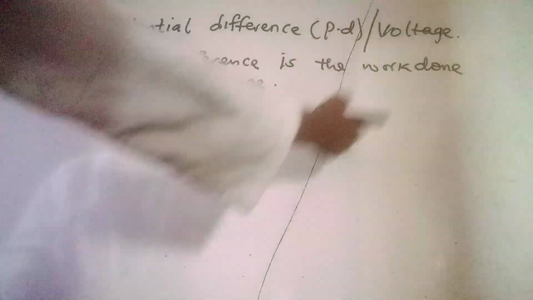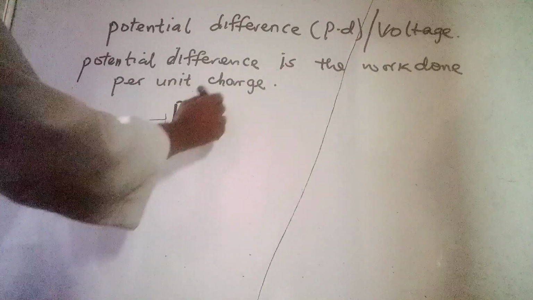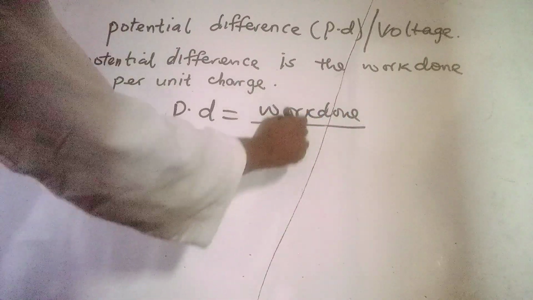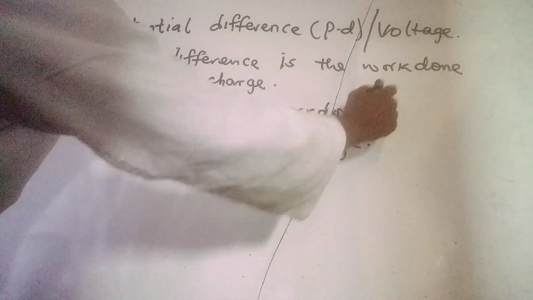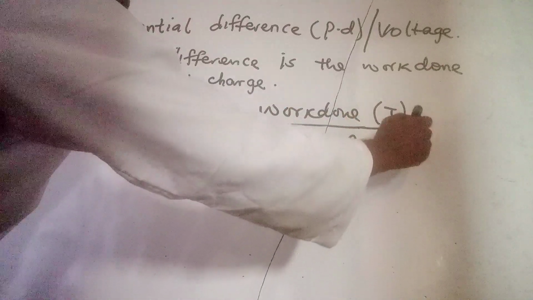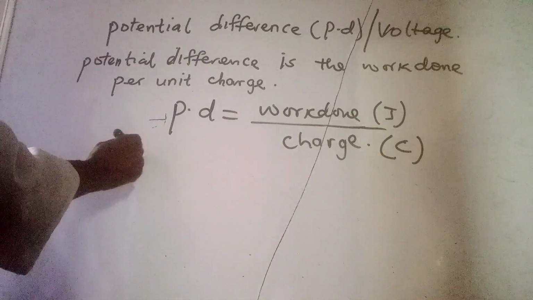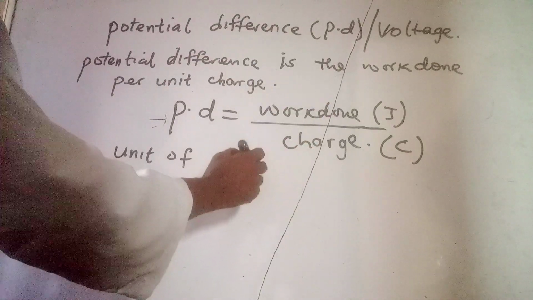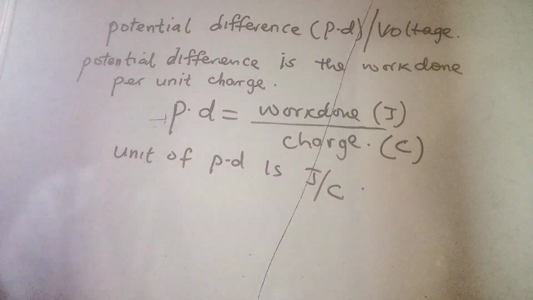And that means from this definition, we can bring out a formula that potential difference is equal to work done over charge. Don't forget, work done is measured in what? Joules. While charge is measured in what? Coulombs, which we have mentioned in the previous note. That means unit of potential difference from this formula is joule per coulomb.